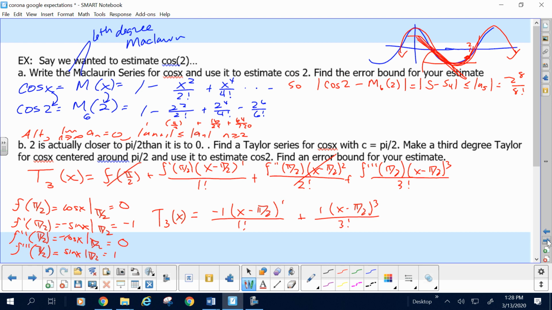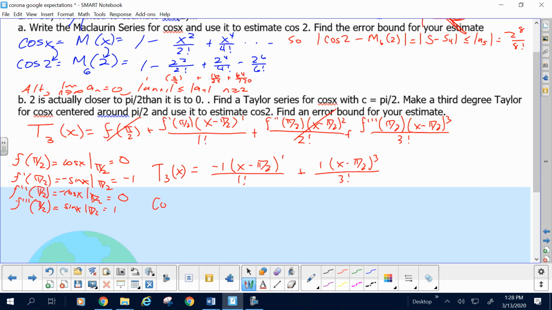What do I do? Plug in 2. So we say cosine of 2 is approximated by my Taylor at 2, which equals negative 1 times 2 minus pi over 2 plus 2 minus pi over 2 cubed over 3 factorial, okay? All right, so that's my estimate, and whether it'd be positive or negative, it's okay. So there's my estimate. Now let's talk about the error bound.